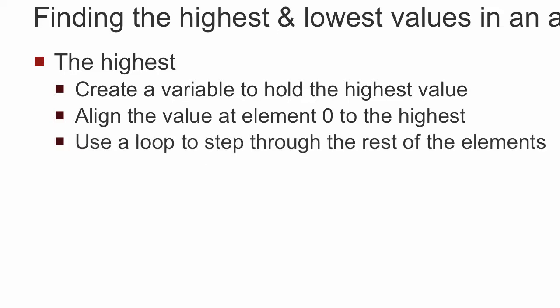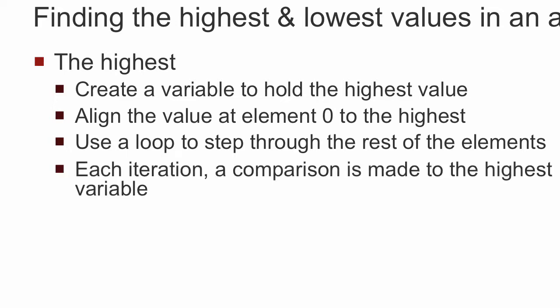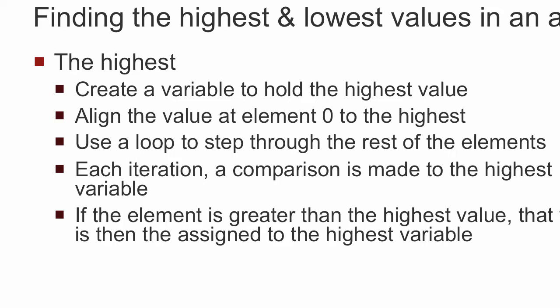Then we use the loop to go through every single element of the array, and each time it hits another element of the array, we compare it to see if it's higher than the value we've got stored in our highest value variable, which is not in the array. It's a separate part. If the element is greater than the highest value, then that value goes into the highest value variable. Otherwise, it just passes by.